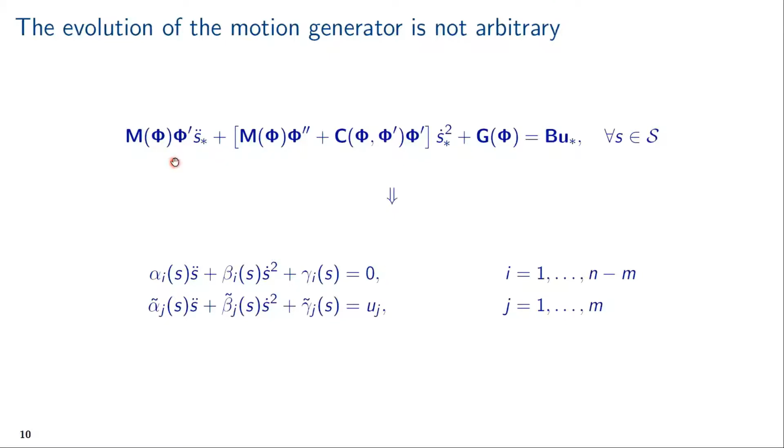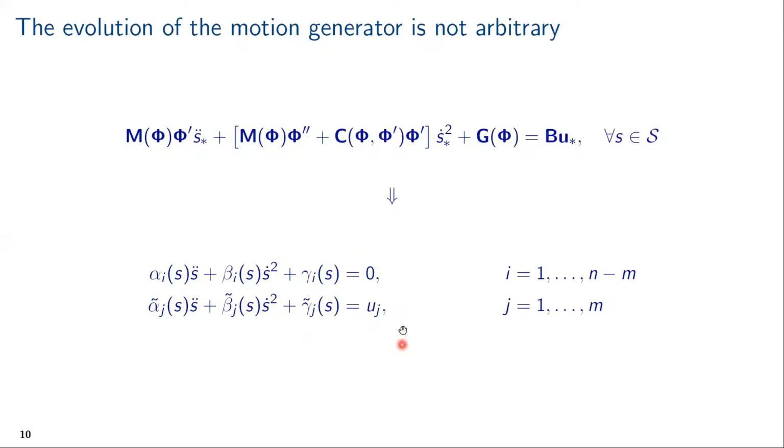Now we might rewrite these dynamics, if we have assumed the invariance of these relations, as a series of first-order differential equations in terms of s, its velocity, and its acceleration. Now if we have m actuators, so m motors, then m of these equations have a right-hand side which corresponds just to one of the control inputs, whereas for the remaining n minus m equations, their right-hand side is 0.